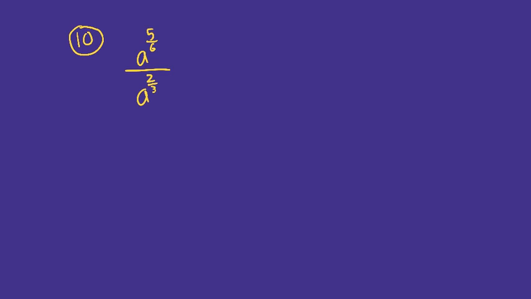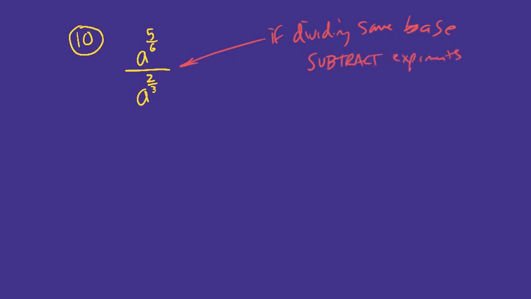Number 10, a to the 5/6 over a to the 2/3. Fraction line is also a division problem. So if we're dividing the same base, both of these are a. Before, when we were multiplying the same base, we added the exponents. If we're dividing the same base, we're going to subtract exponents. And there's different ways to do this, but I'm going to recommend that you subtract on top. Do the subtraction on top.